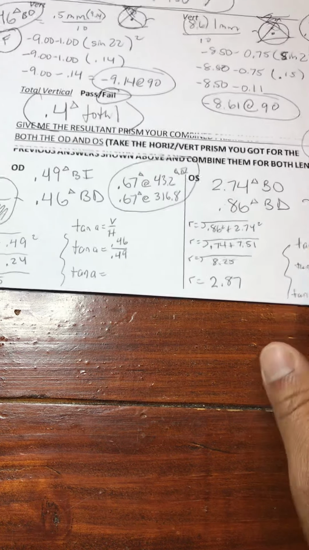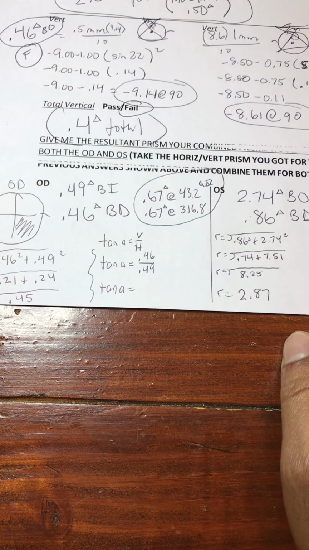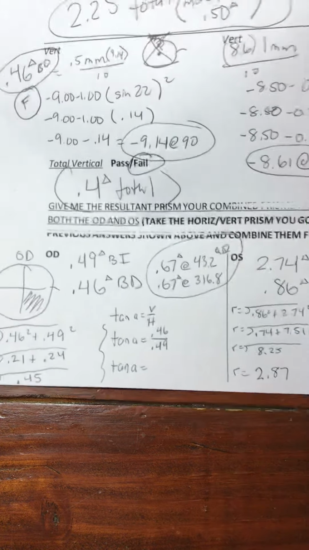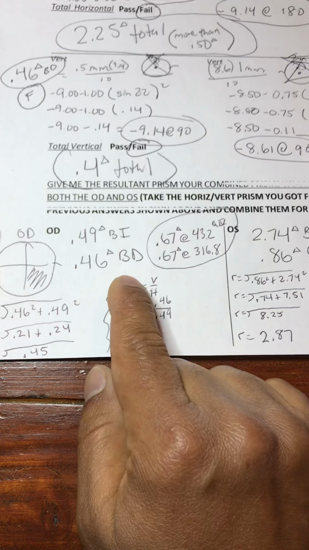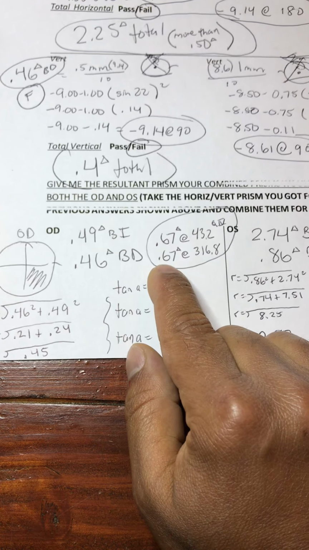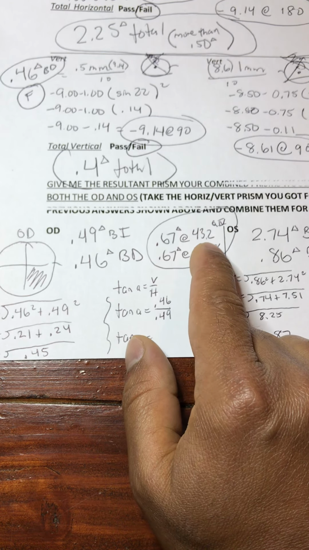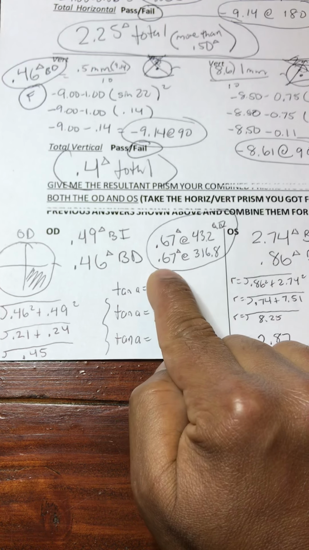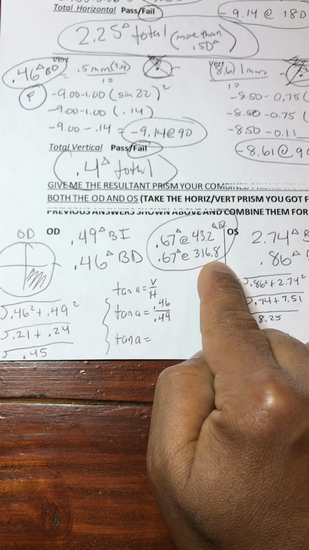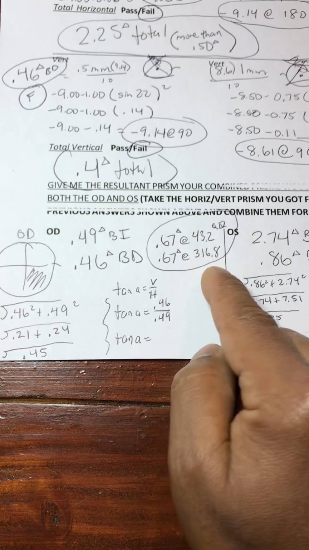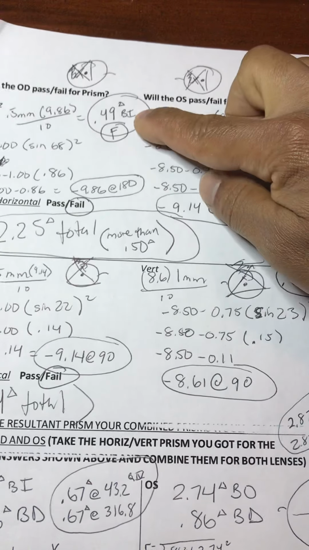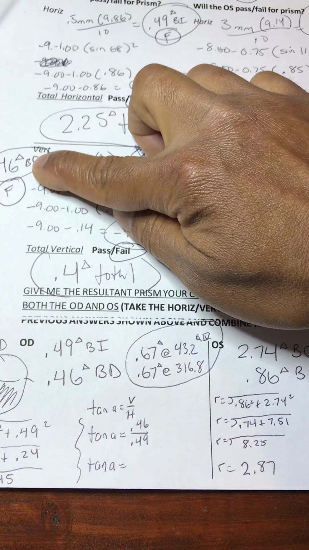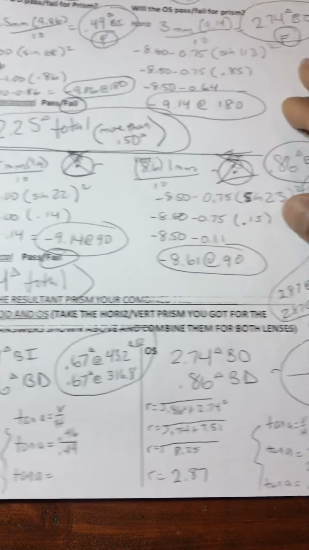When we get down to the bottom of the sheet, where I wanted you to take all those prisms and then give me the resultant, you should have come up with approximately 0.67 at 43.2 quadrant 4, or 0.67 at 316.8, because in the right eye, we would have had base in and base down. So in and down on the right eye is quadrant 4.